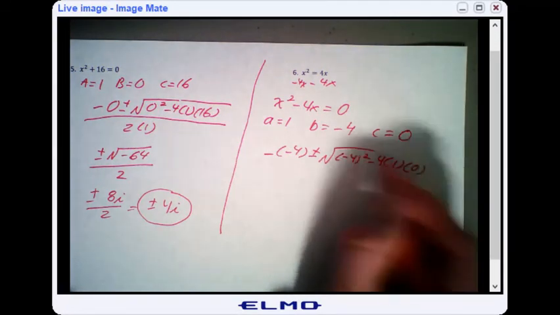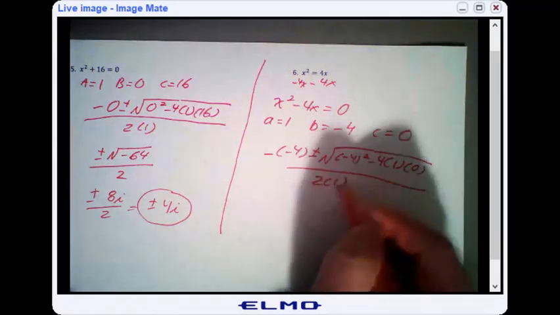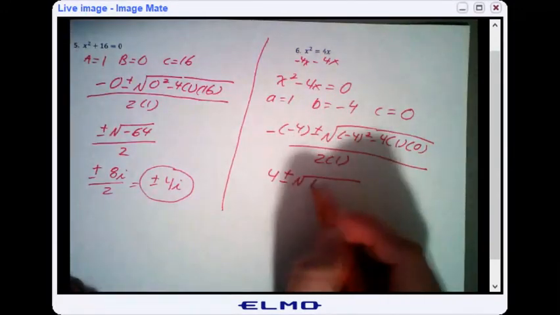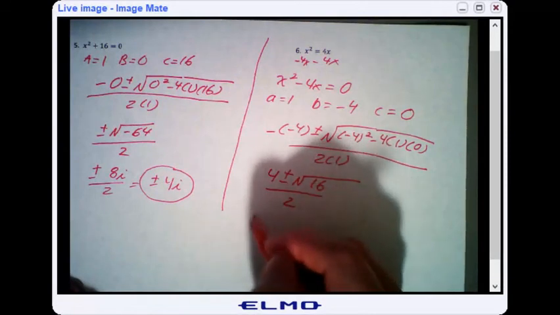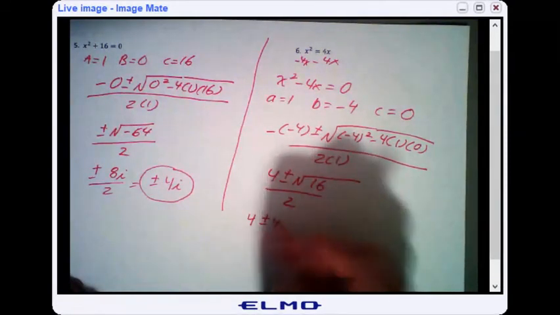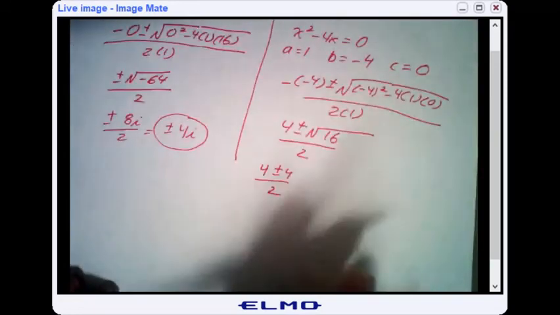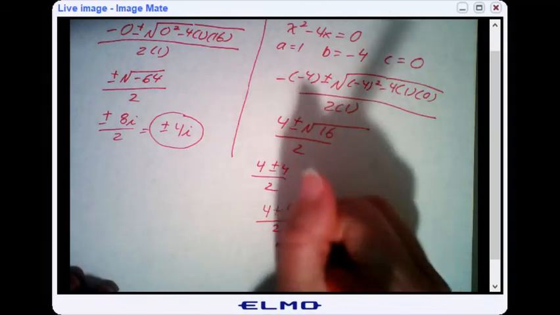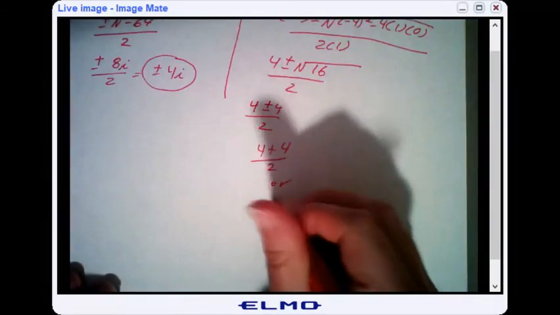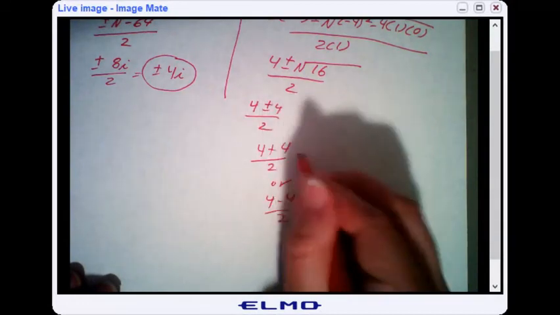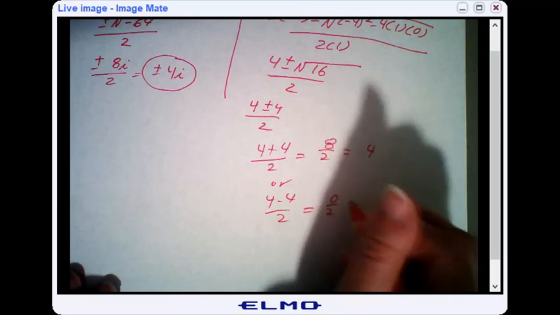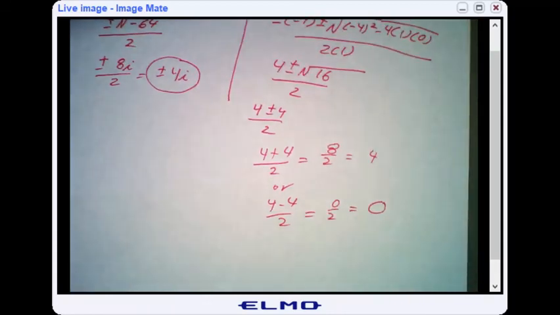4AC all over 2A. We'll have 4 plus or minus square root of 16 over 2, which is going to give us 4 plus or minus 4 divided by 2. From there, we'll have 4 plus 4 divided by 2, or 4 minus 4 divided by 2. So we'll get 8 over 2 equals 4, or 0 over 2, which equals 0. So we have 2 real rational solutions there.